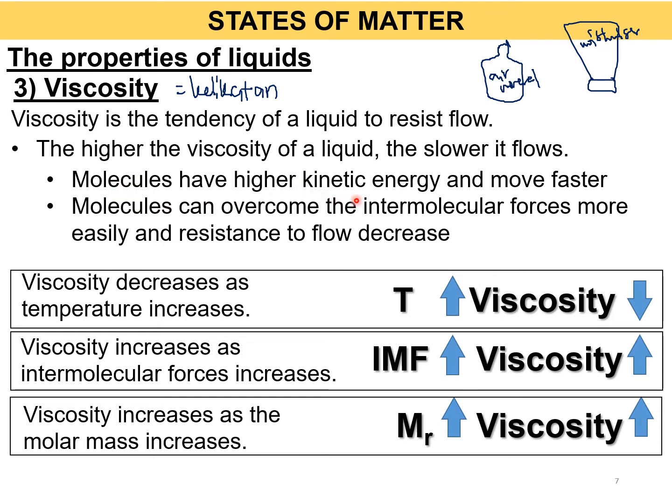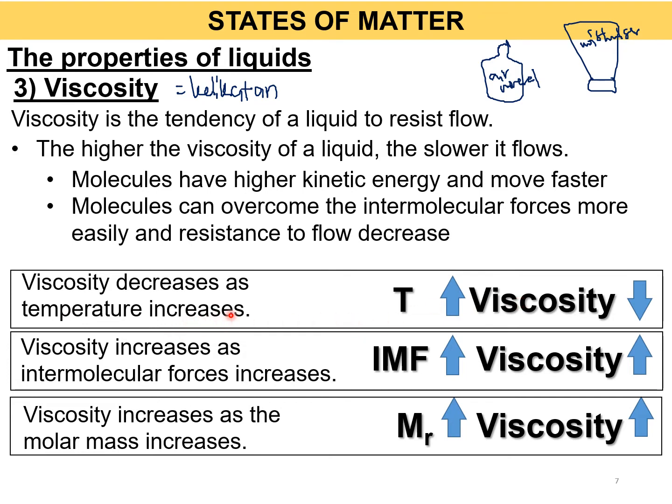Okay, molecules with higher kinetic energy move faster. When they move faster, they can overcome intermolecular forces more easily, and that's why the resistance to flow decreases. Resistance means what inhibits it from flowing. For example, mineral water's molecules have higher kinetic energy, which is why they can overcome the forces and flow easily, compared to the molecules of the liquid in the moisturizer. So we can say here that the relationship between temperature and viscosity is indirectly proportional, because viscosity will decrease if you increase the temperature.